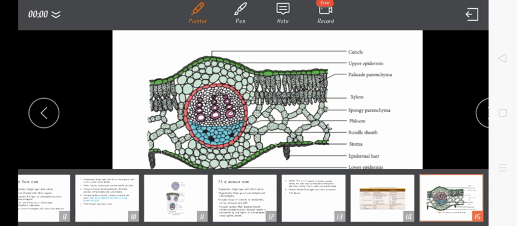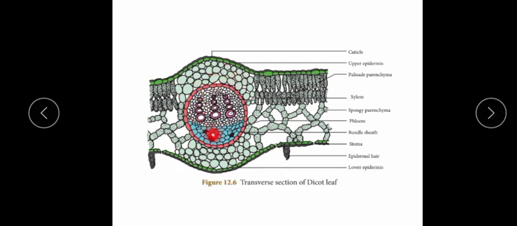I repeat, mesophyll comprises of palisade parenchyma and the spongy parenchyma. Palisade parenchyma, no intercellular spaces. Spongy parenchyma, intercellular spaces are present. The third difference is, here photosynthesis takes place in the palisade parenchyma and gaseous exchange takes place in the spongy parenchyma. Okay, the next part, let's go on with, in the center you can see the vascular bundle.